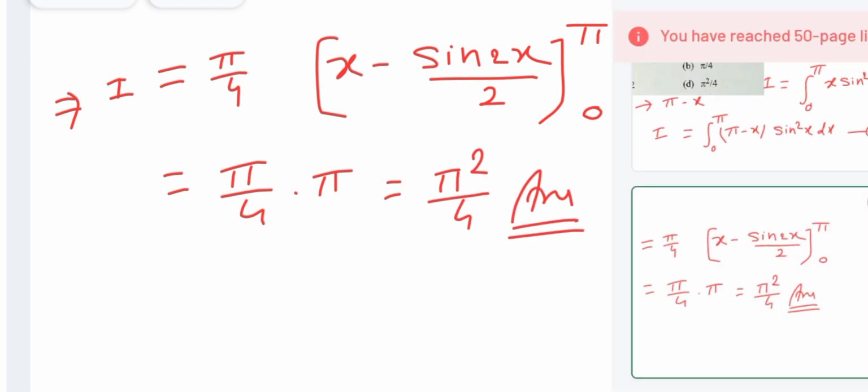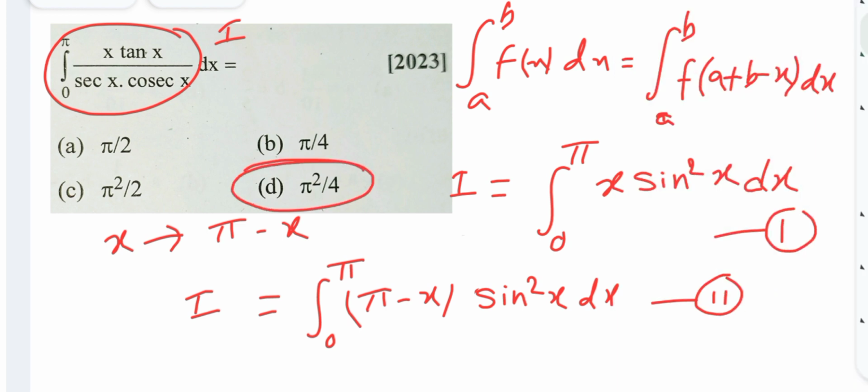So you can see which option is correct. Option 4 is our correct option. Pi square upon 4 is our answer.